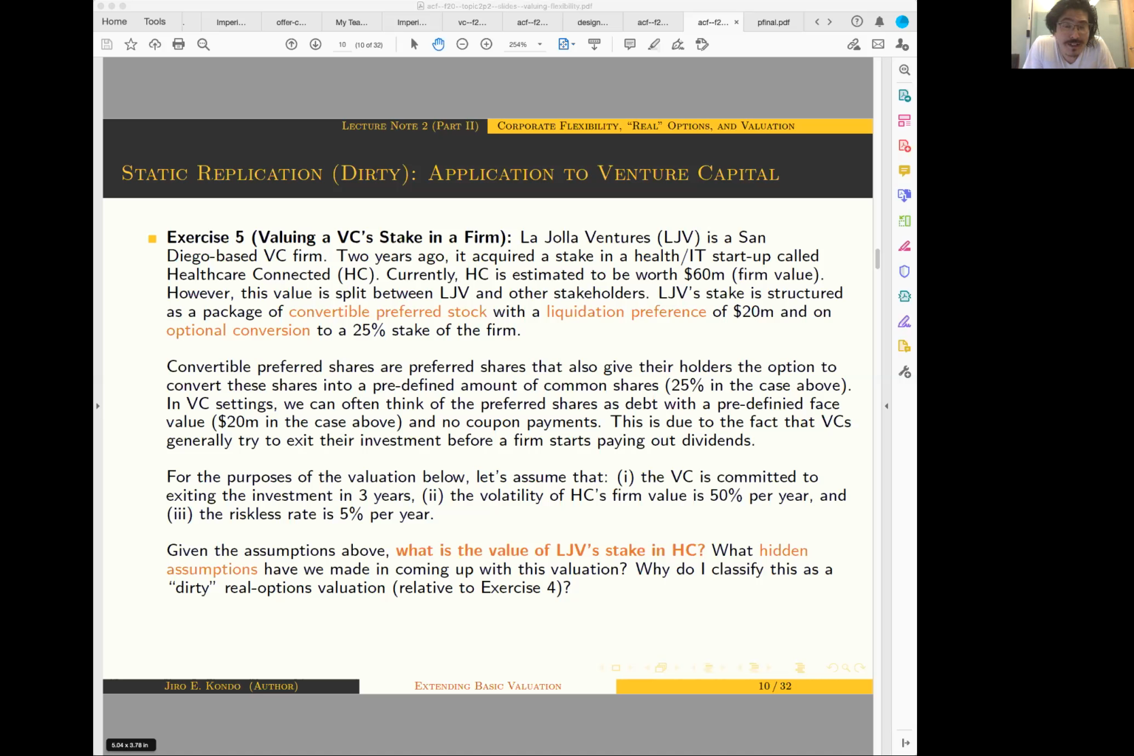Now let me explain, in the shadow of this fact, what convertible preferred stock or convertible preferred equity actually is. Convertible preferred equity is a security that gives the VC some options on the magical day. In particular, it allows the VC to decide between two things. On the magical day, they get to decide: do I want my security to be debt or do I want my security to be equity? What happens if it's debt?